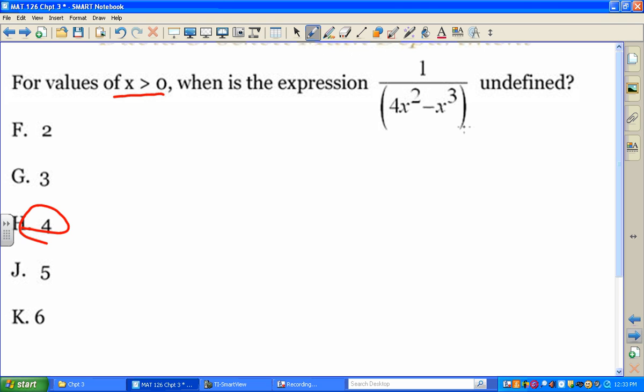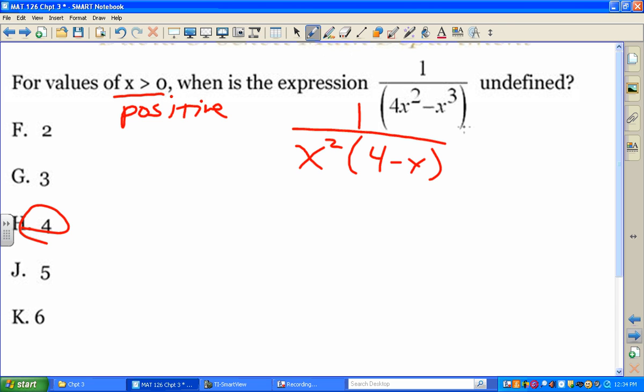Well, when you do these questions, you're supposed to do the question first and then check your answers later. Sometimes you can get by with it. This means for what positive x values is undefined. Obviously, if you take an x squared out of the denominator, you're left with 4 minus x. It is undefined when x equals 0, but that's not positive, so it's obviously going to be x equals 4. Okay? Fantastic.